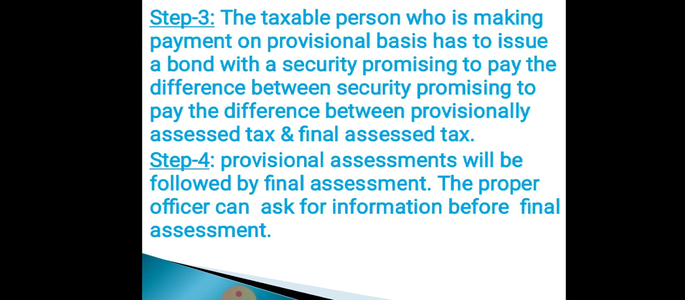Third step, the taxable person who is making a payment on a provisional basis has to issue a bond with a security promising to pay the difference between the provisionally assessed tax and the final assessed tax. Such a person paying tax on a temporary basis shall give the GST officer a bond with the promise and with security of paying the difference between his provisional assessment tax and his final assessment tax.